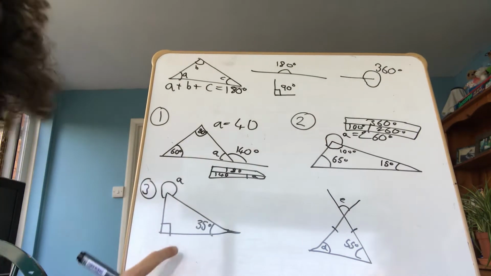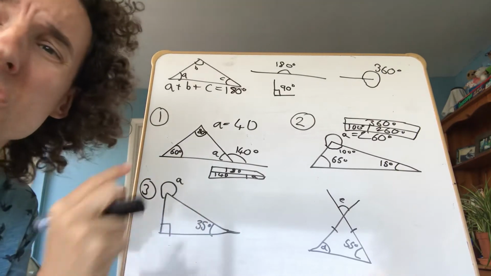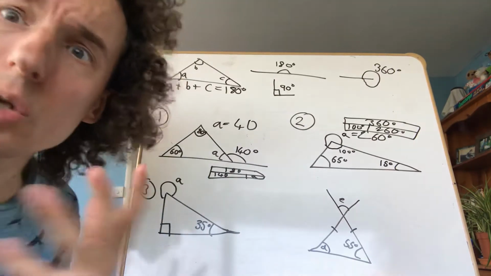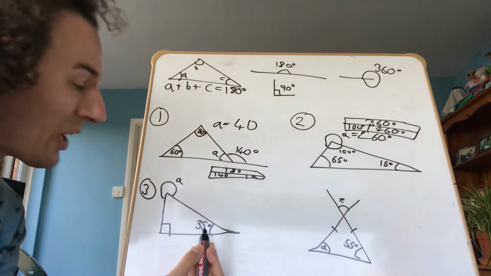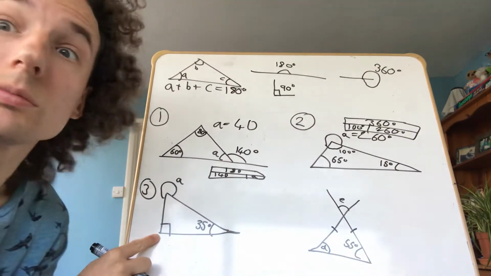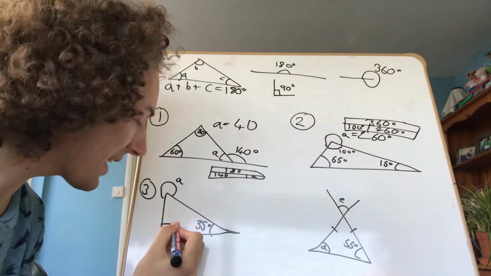Right then. Ooh. We've got to try and find a mystery outside angle with just one measurement. This could be tough. Not. We can all do this. So we've got 35 degrees here. What have we got there? A right angle. What's that? What's that you say, Sam? 90 degrees. Exactly.